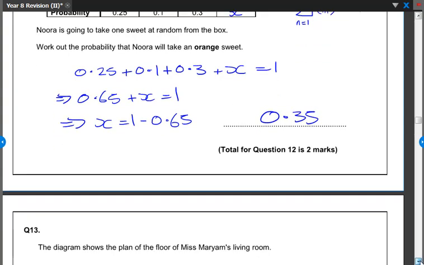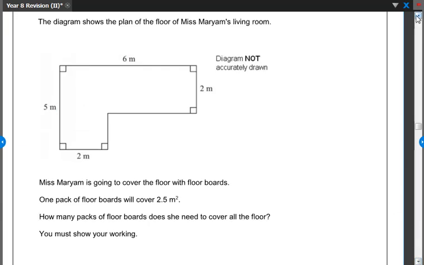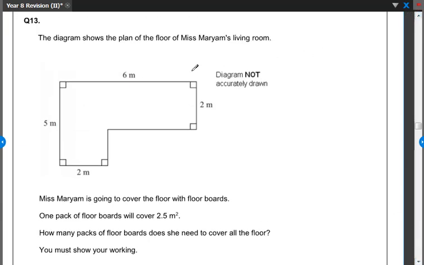35%, 35 over 100, 7 over 20, whatever you want. Alright, next one. The diagram shows Miss Mariam's living room. She's going to cover it with floorboards. Each pack is 2.5 meters squared. How many packs of floorboards will she need?